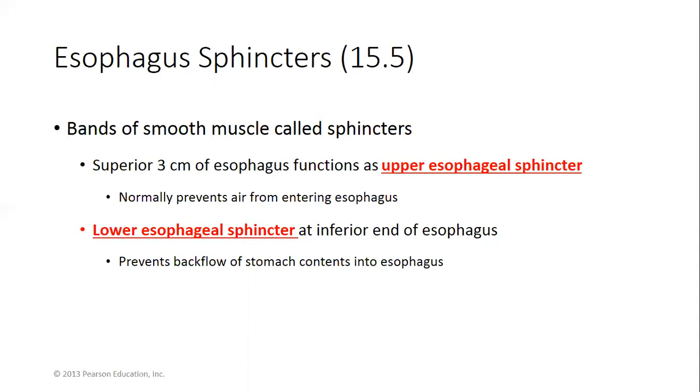The lower esophageal sphincter is at the junction of the esophagus and the stomach, and that prevents the movement of food back up into the esophagus once it reaches the stomach. So it keeps food moving forward and doesn't allow it to move back.